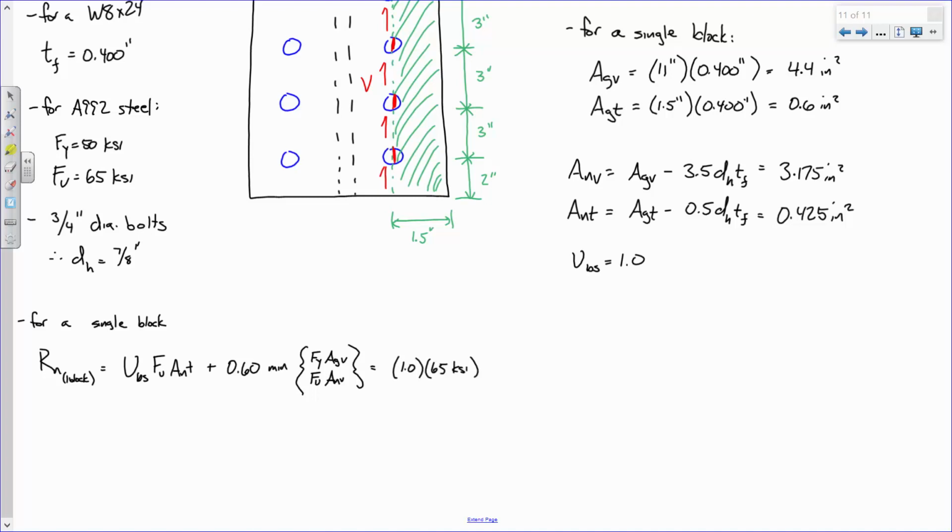165 KSI times 0.425 inches squared plus 0.6 times the minimum of 50 KSI. KSI times 3.175.